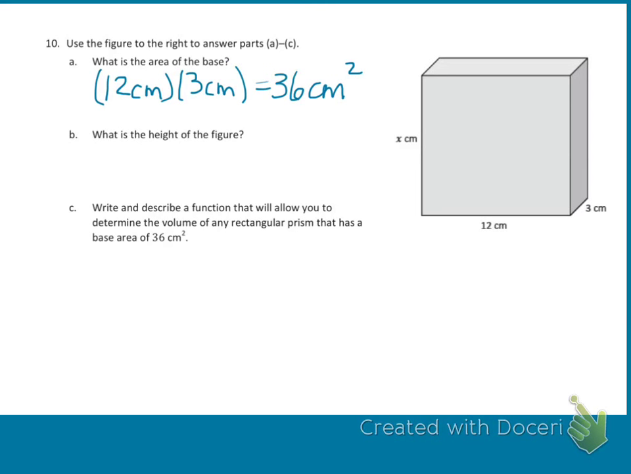Okay, our last one, the area of the base, again, 12 times 3 centimeters squared, 36. And the height of the figure now is x. So we have a variable height for this figure, x centimeters. And we're asked to write and describe a function that will allow you to determine the volume of any rectangular prism that has a base area of 36 square centimeters.